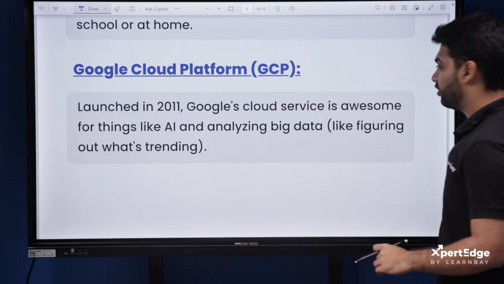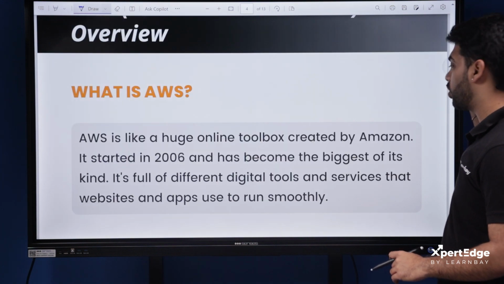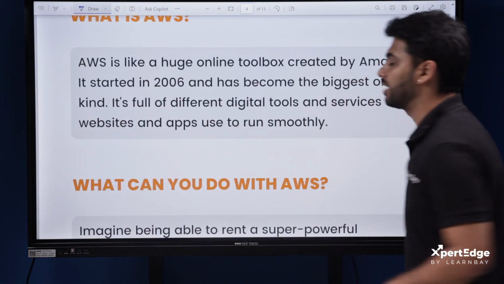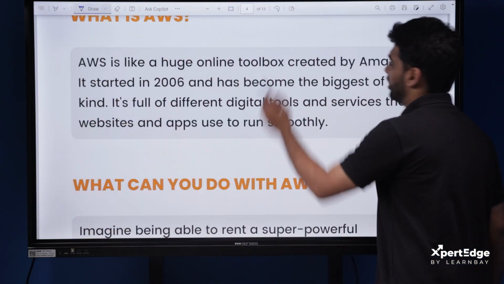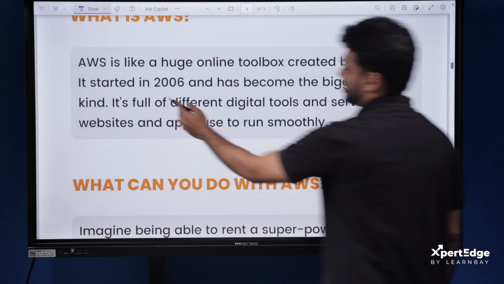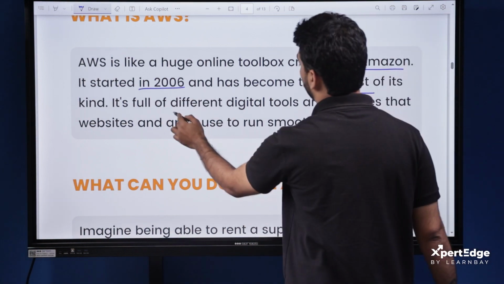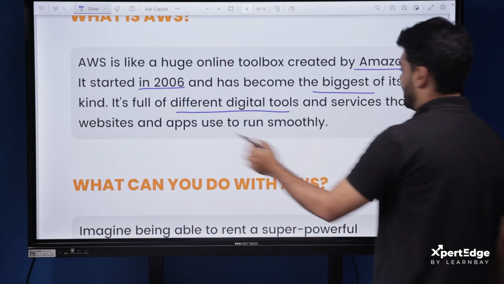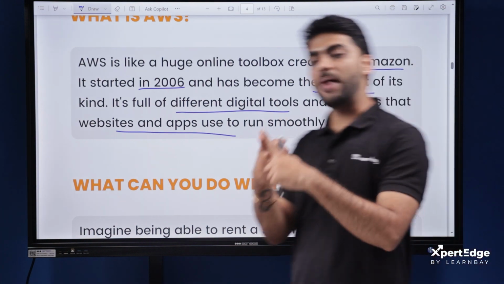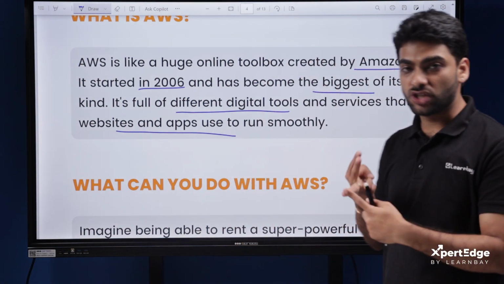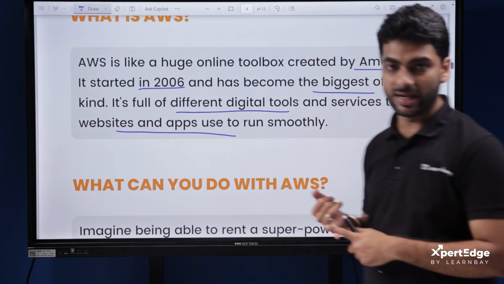Now, moving a little ahead, we talk about the AWS overview. So what is AWS? It is a huge online toolbox created by Amazon. It started in 2006. These are the pointers that you must remember. It's the biggest of its kind, with different digital tools and services that websites and apps use to run smoothly, right? Started by Amazon in 2006, the biggest giant in its industry. Many apps and websites use AWS.